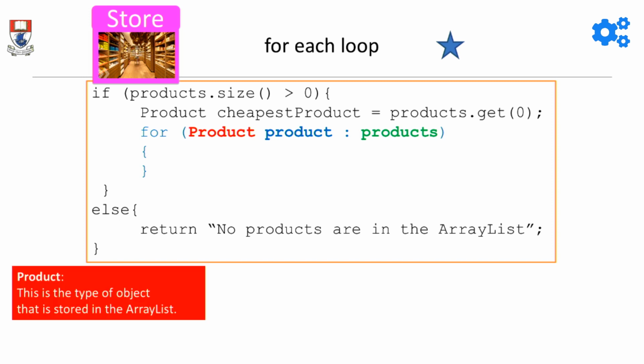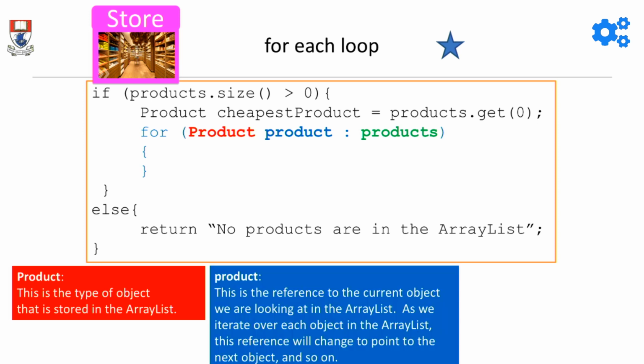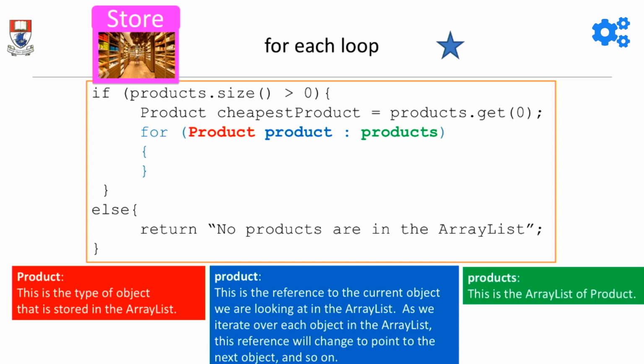So the red is the Product, capital P. This is the type of the object that's stored in the array list. The blue, lowercase product, is the reference to the current object we're looking at in the array list. So we iterate over each object in the array list, and this reference would change to point to the next object and so on. And then the green, this is the array list of products. Okay, there's an S there. So hopefully that will enable you to read this when you revisit it in the coming weeks and make it a bit easier to follow.